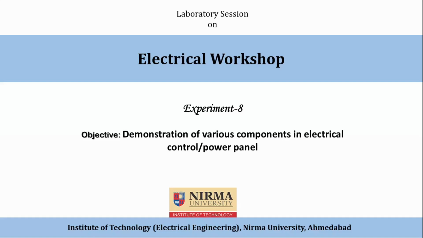If you see a domestic wiring, the service wire comes to your home, and the first element is your energy meter. After the energy meter, there is a main switch. Inside the main switch, if you open it, you will find two cutouts are available. But the same panel cannot be used for three-phase supply. We require a special arrangement for protection as well as control regulation. So for that, we require an electrical control panel or power panel.